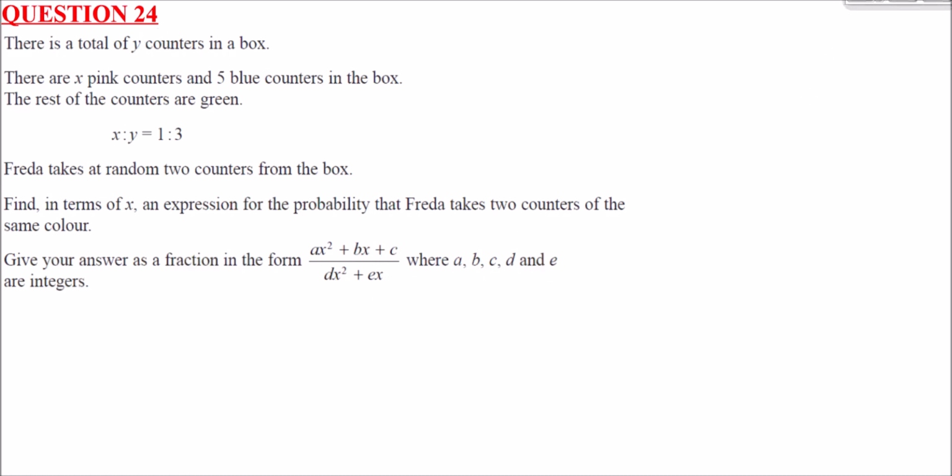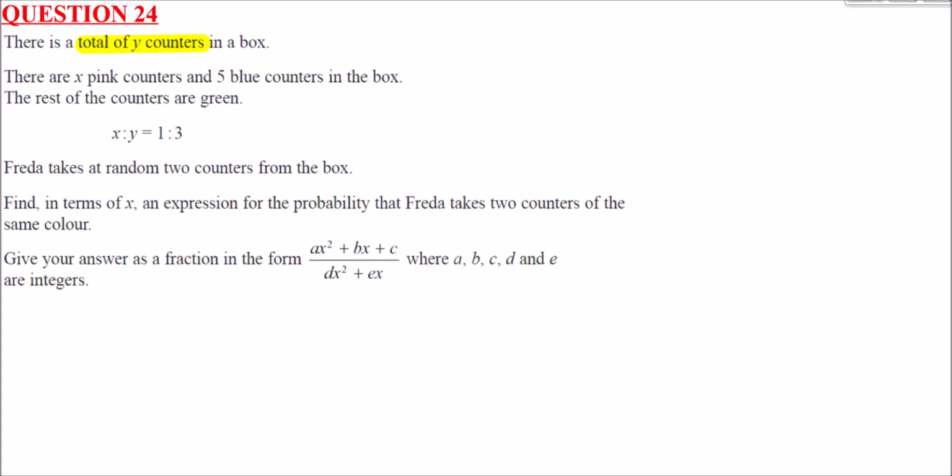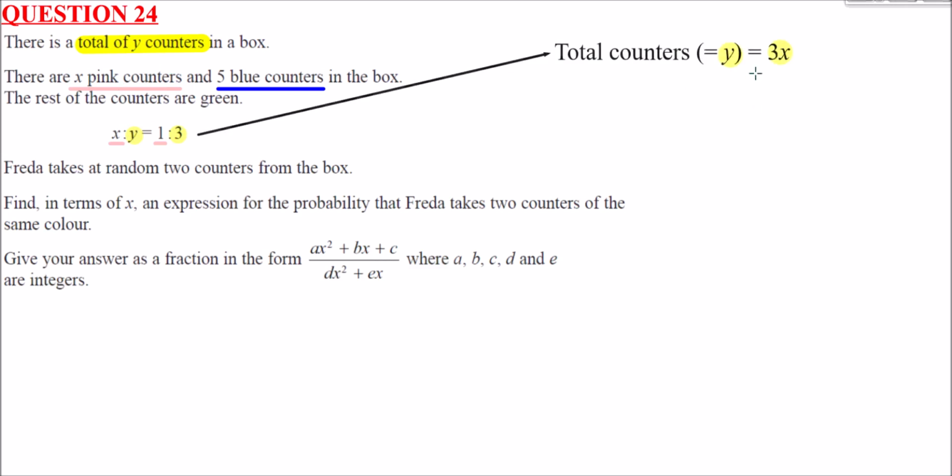We're told there's a total of y counters, so let's begin with that. We're also told next, x of them are pink, 5 are blue, the rest of them are green. And the ratio of x to y is a ratio of 1 to 3. So in other words, the number of pink counters is just 1/3 of the total number of counters. So if the total number of counters is y, y must be 3 times bigger than x. In other words, y equals 3x. So we can now fill in, algebraically, how many pink, blue, and green counters there are.